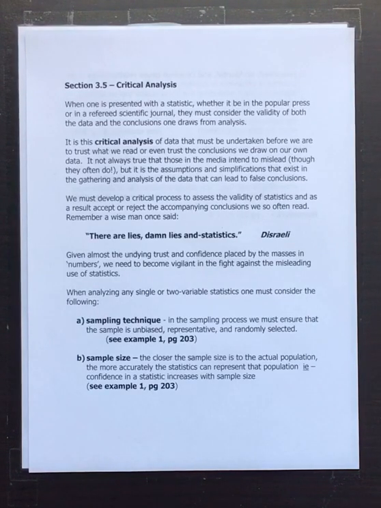Okay, so in this section we're going to talk about a critical analysis, and this actually is a culmination of both our single variable and two variable stats units, and it focuses on how we can look at studies and look at statistics and look at conclusions that people derive from statistics and have a critical approach to them.